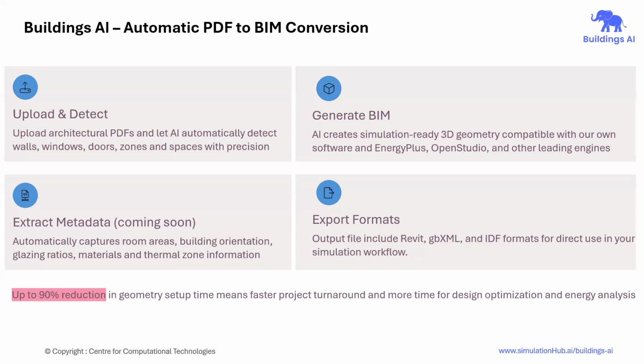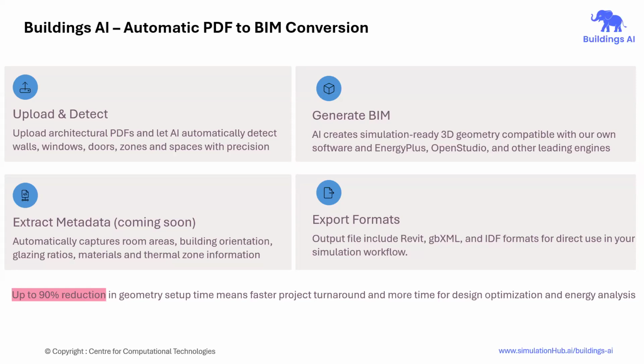The user has to just upload the architectural PDF floor plans, and the AI automatically detects walls, windows, doors, zones, and spaces with precision. Then the floor plans are joined together across different floors, and a 3D BIM model, ready for building energy simulation setup, is extruded out of the conversion feature. It can be used as is in our software, and it can also be exported for compatibility with EnergyPlus, OpenStudio, and other simulation engines.